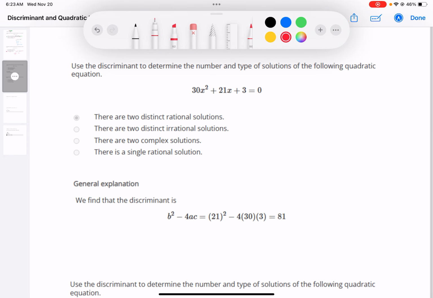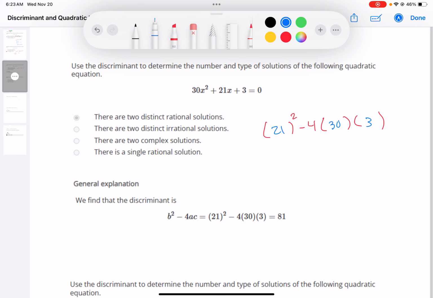Okay, go on to this next one. You got b squared minus 4ac. And let's see, 21 minus 4a is 30, then 3. And so I'm going to plug this right into my calculator. Got 0 minus 4a, 3, 0. 0. Oops.